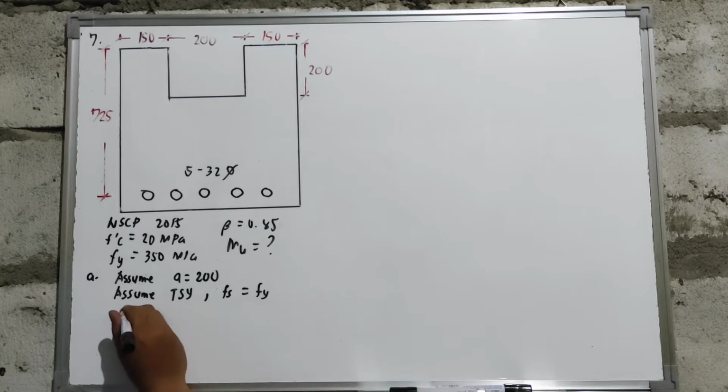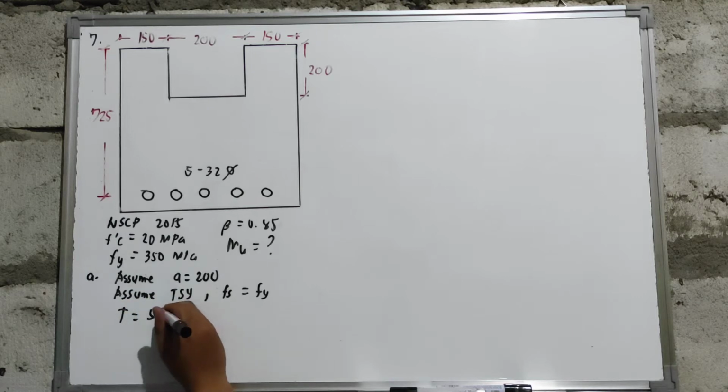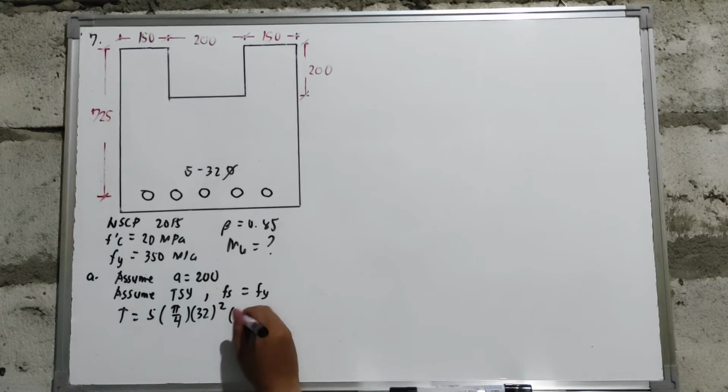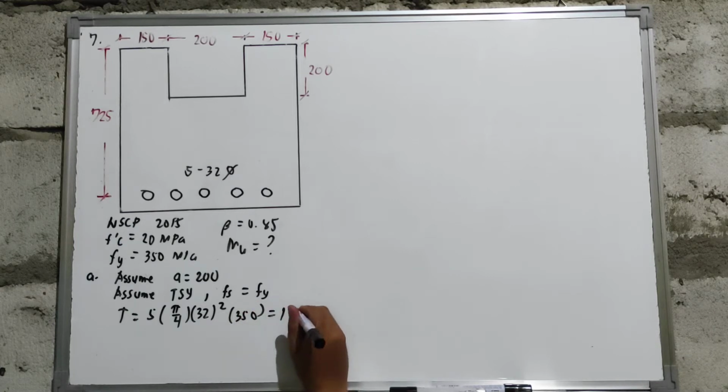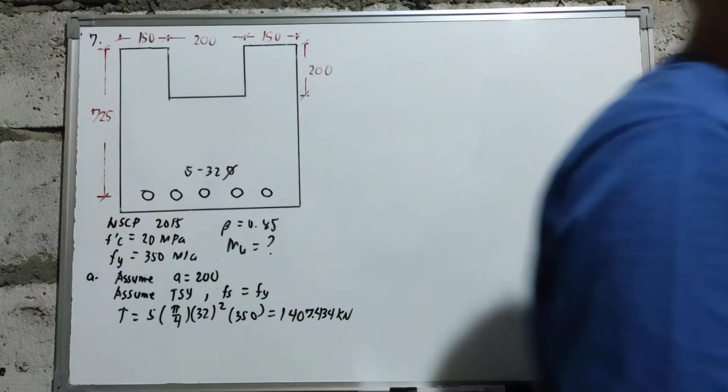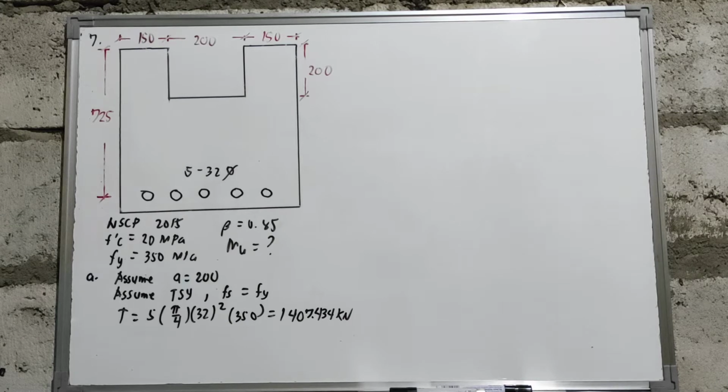So unahin muna natin na kunin yung value ng T natin. So for this As, Fy lang tayo. So meron tayong 5 peraso ng bakal na merong 32 yung diameter multiplied by Fy na 350. So yung value ng tensile force natin is 1,407.434 kilonewton. Then, ito yung ibabalance natin to the value of your compressive force. Kasi by analysis, your tension force must be equal to the compressive force.